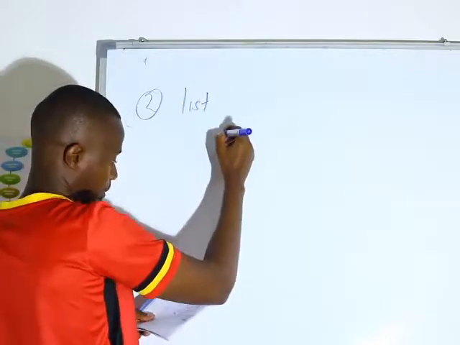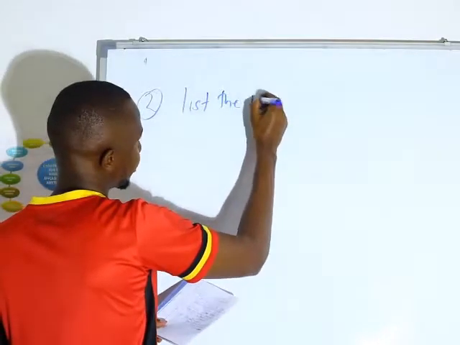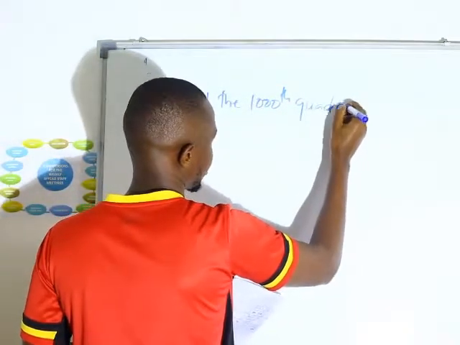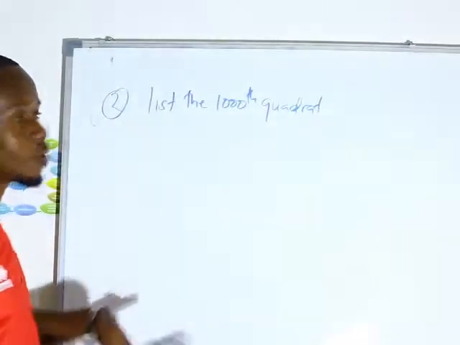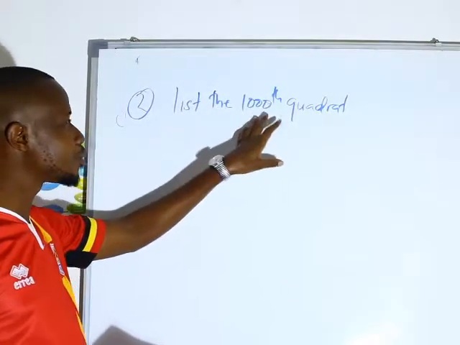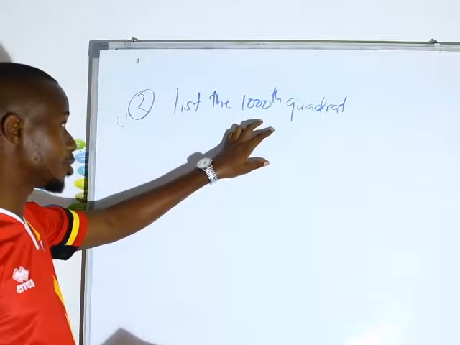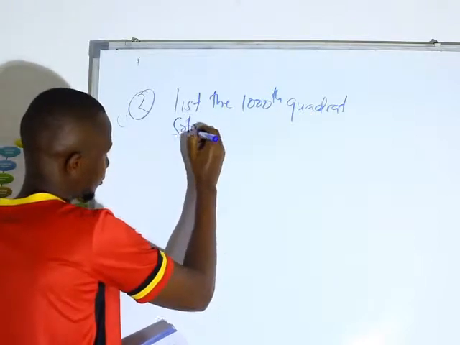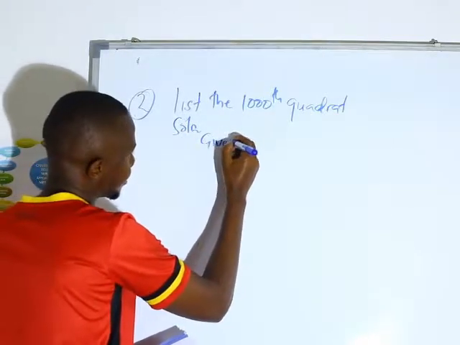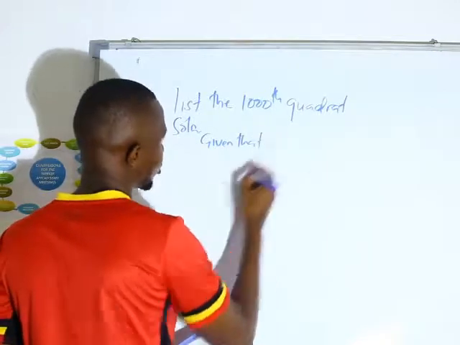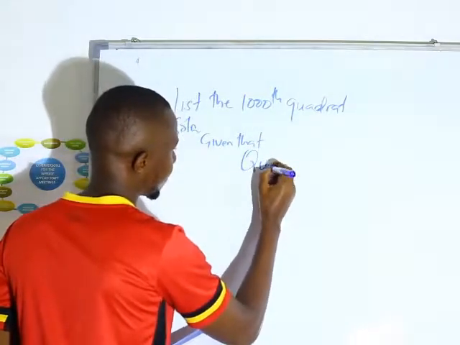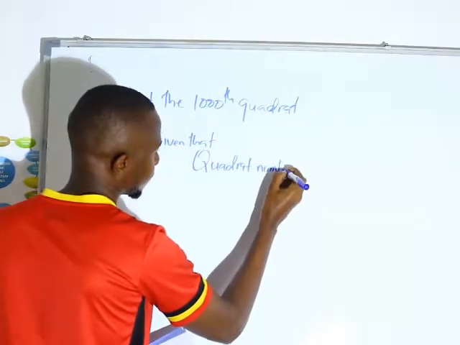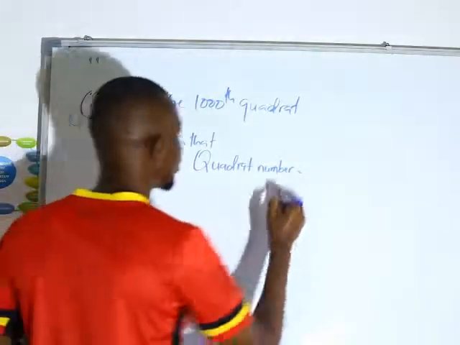List the 1000th quadrant. As I told you earlier, you cannot write up to all these quadrants up to the 1000th quadrant. So here we apply the formula. Solution: given that quadrant number equals 1000.